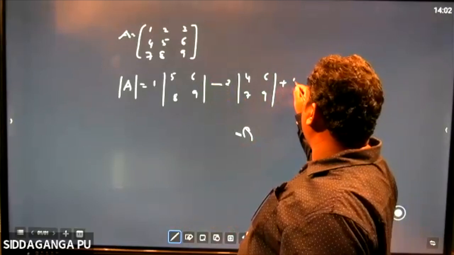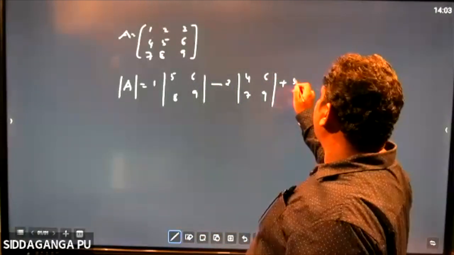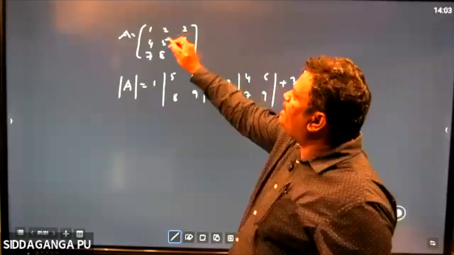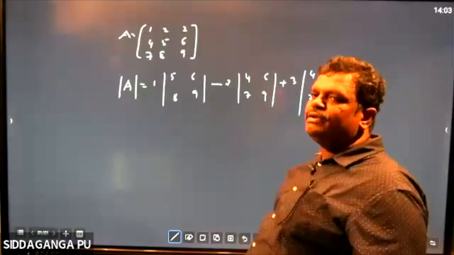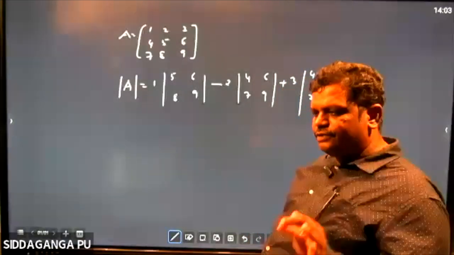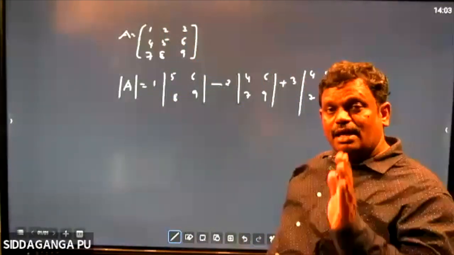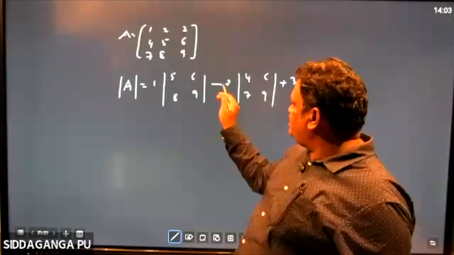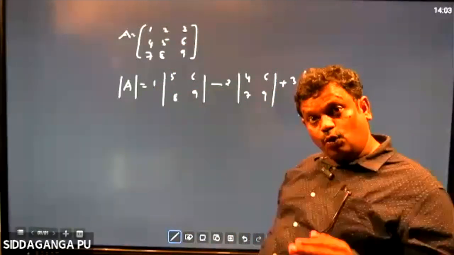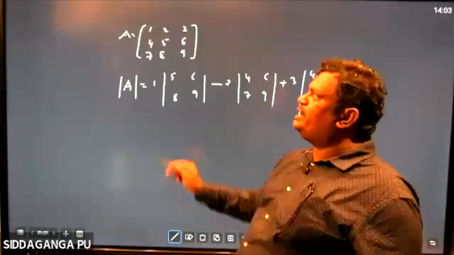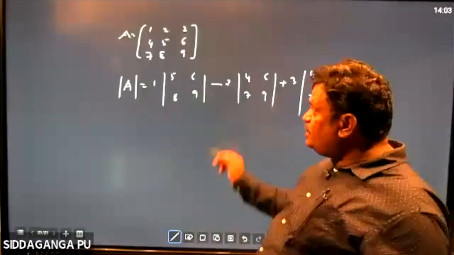Next, plus 3 into its minor, which is 4, 5, 7, 8. So this is the definition of the determinant of a 3 by 3 matrix. For the determinant of a 3 by 3 matrix, we can choose any row or any column. The sum of the products of that row or column's elements multiplied by their corresponding cofactors: 1 multiplied by its corresponding cofactor, 2 by its corresponding cofactor, 3 by its corresponding cofactor. That value is equal to the determinant.